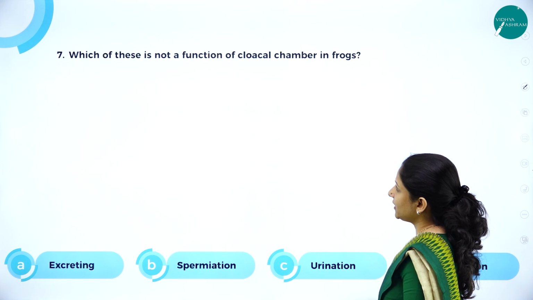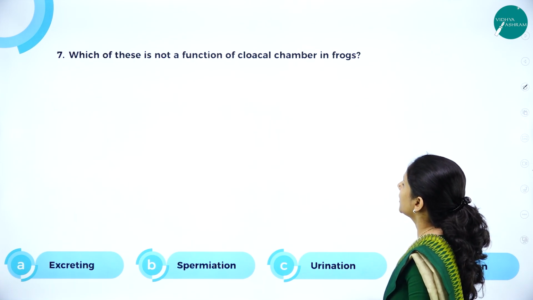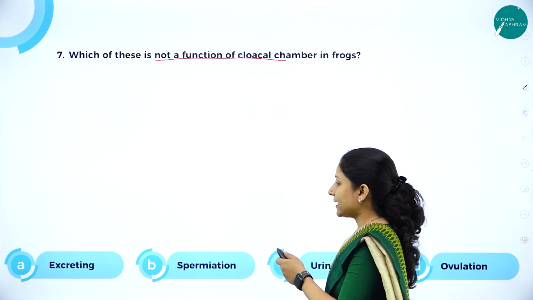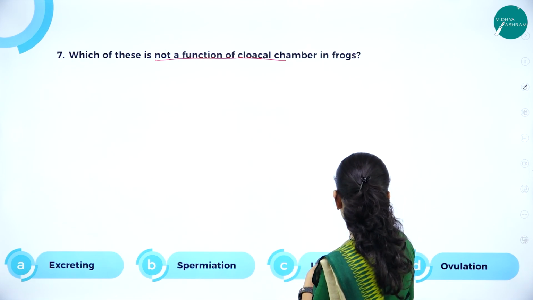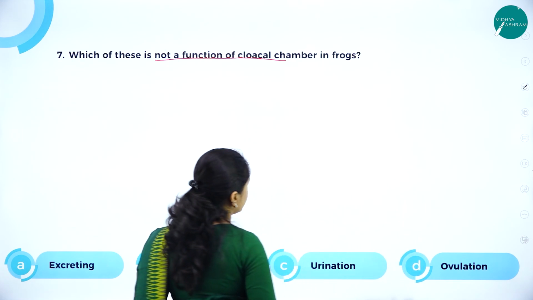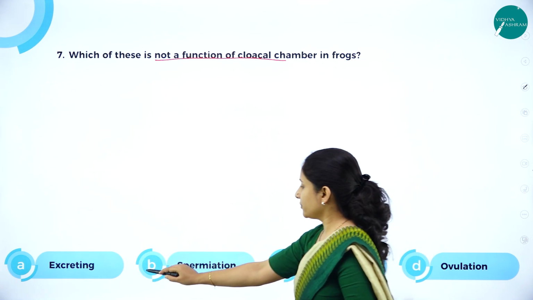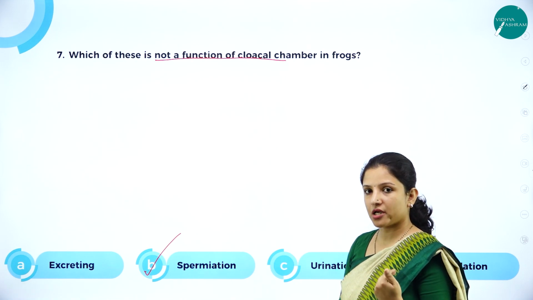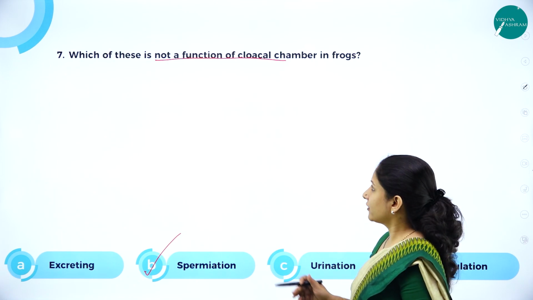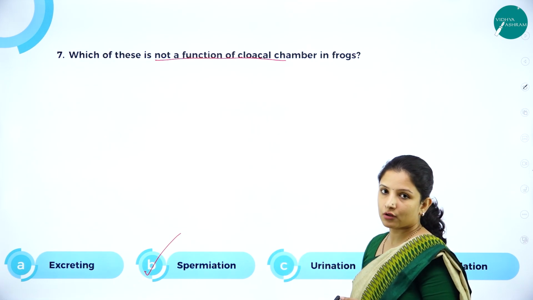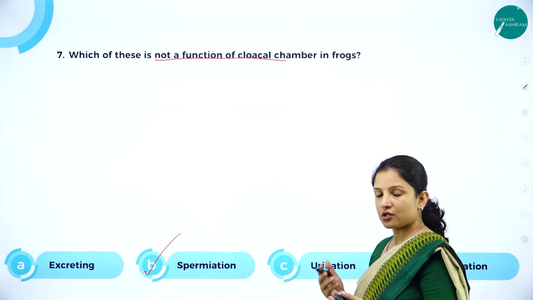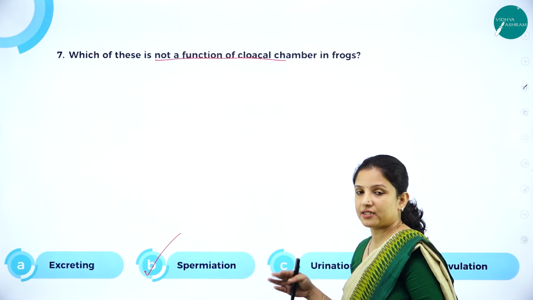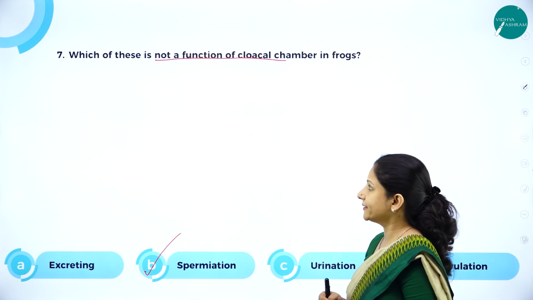Next question. Which of these is not a function of the cloacal chamber in frogs? Excreting, spermiation, urination, ovulation. So here it is spermiation, because the cloacal chamber does not produce sperms. The production of sperm is called spermiation, which is done by the testis. So therefore spermiation is not a function of the cloacal chamber. Of course it carries the sperms to the cloaca, but it doesn't produce sperm. So option B is the right answer here.